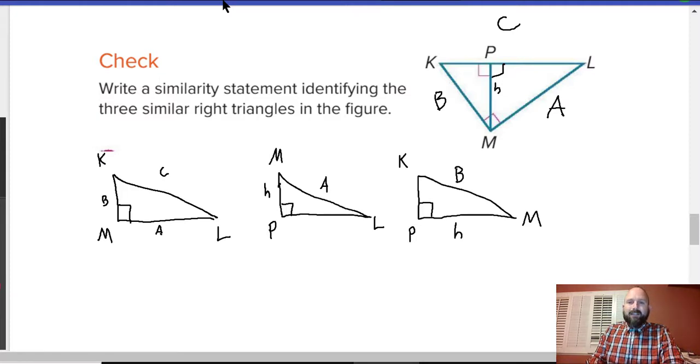Now we don't have these values, like this value right here. We call this X and Y. And so every time we have KP, that's equal to X, and every time we have PL, that's equal to Y.